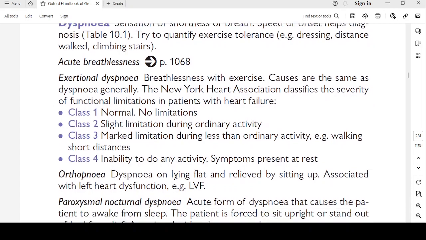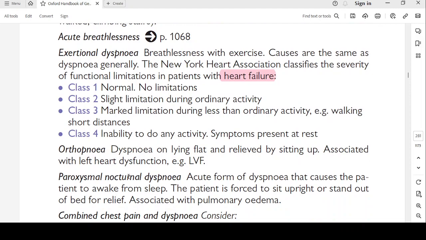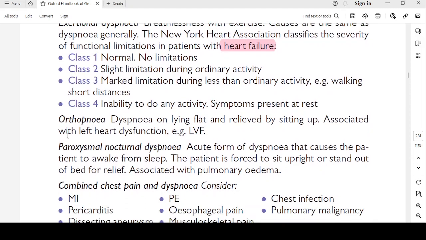The New York Heart Association classifies the severity and functional limitations in patients with heart failure. NYHA classification for heart failure: Class 1, normal, no limitations; Class 2, slight limitation of ordinary activity; Class 3, marked limitation during less than ordinary activity, for example walking short distances; Class 4, inability to do any activity, symptoms present at rest. Orthopnea: dyspnea on lying flat and relieved by sitting up, associated with left heart dysfunction, for example left ventricular failure.